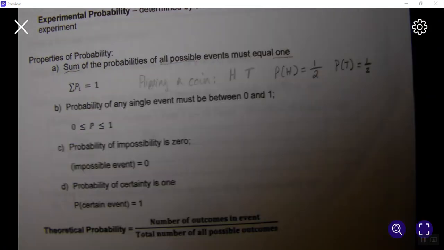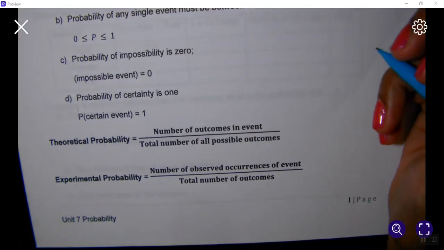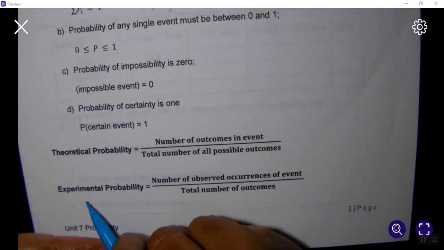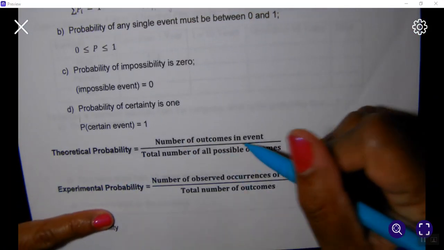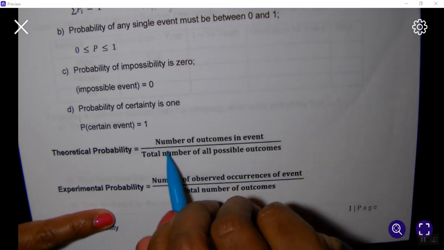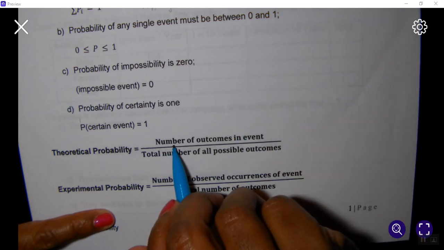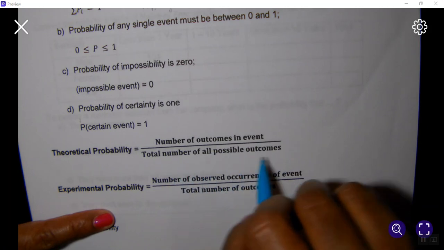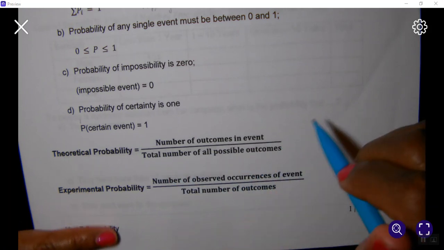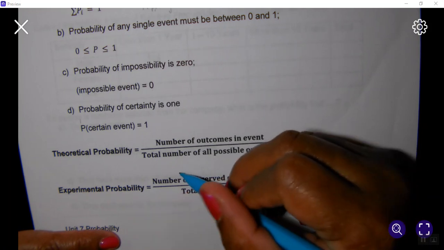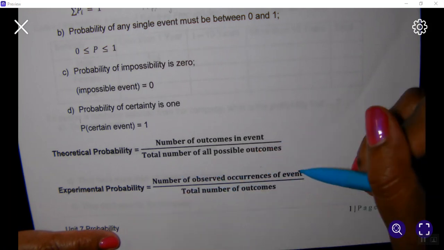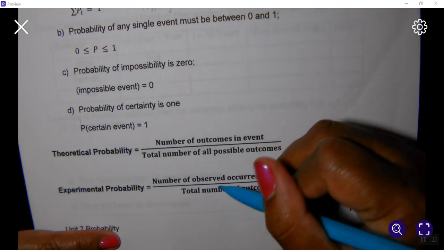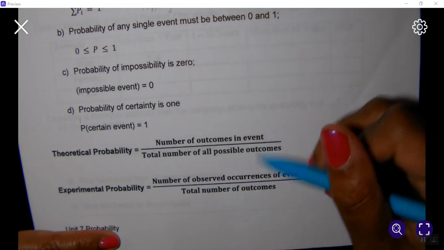And then more about theoretical probability and experimental probability. The equation for how we calculate theoretical probability is the number of outcomes in an event divided by the total number of all possible outcomes. And then experimental probability is the number of observed occurrences of an event divided by the total number of outcomes. Okay, so we'll look at these as well.